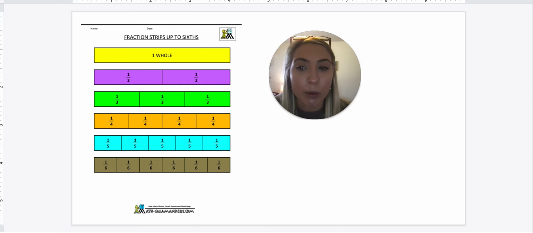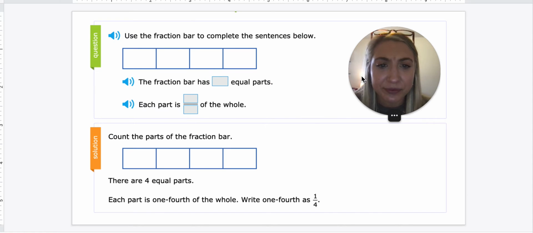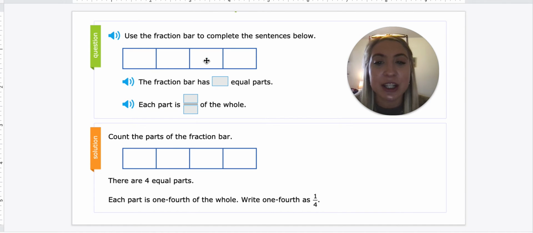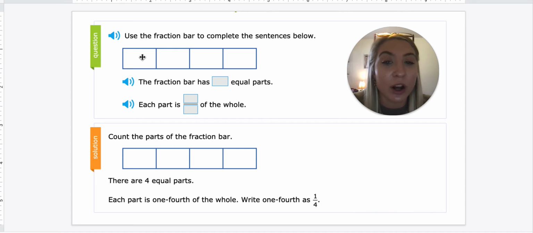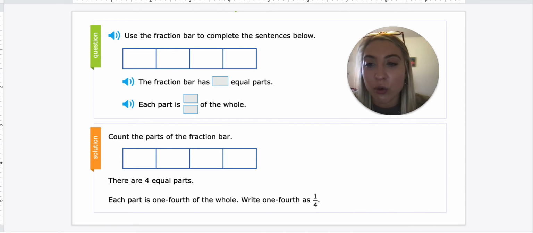So now let's talk about what we're going to be going over today. As we can see, we have a fraction bar below, and it's divided up. So we want to know, how many equal parts are there? Well, there's 1, 2, 3, 4. There's 4 equal parts. And if I were just to take one part of the whole, that would be 1/4. So let me show what that kind of means.